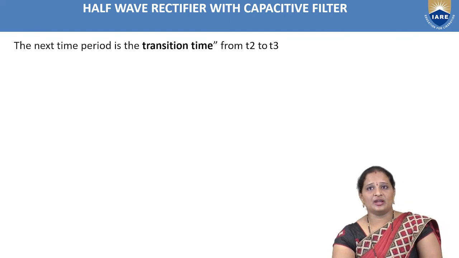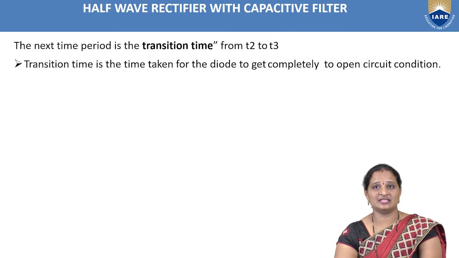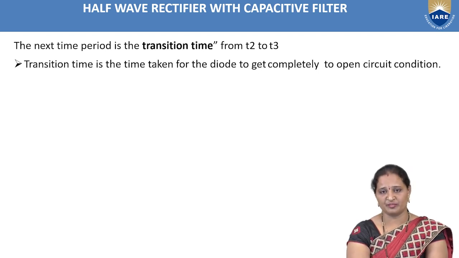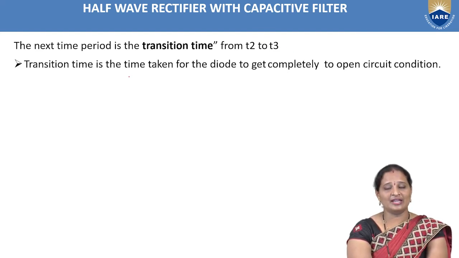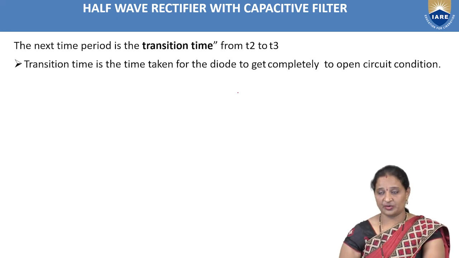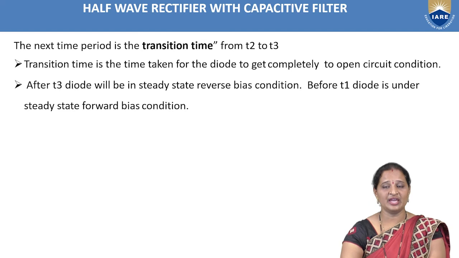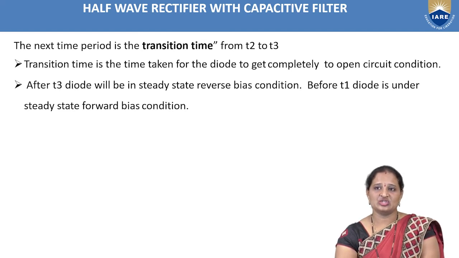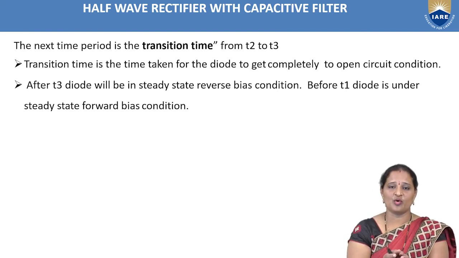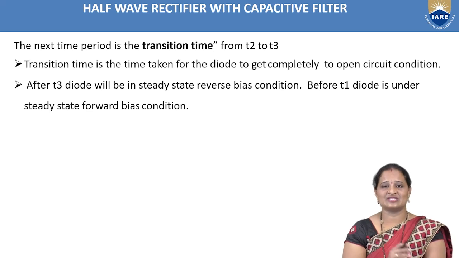Next, we have the time between T2 and T3. At time T2, the excess charge carrier concentration has been removed. Now from time T2 to T3, it is defined as the transition time, where the transition time is the time required for the diode to completely get open circuited. That means to completely enter into the steady state reverse bias condition. So the time required for the diode to completely become open circuited is called the transition time.